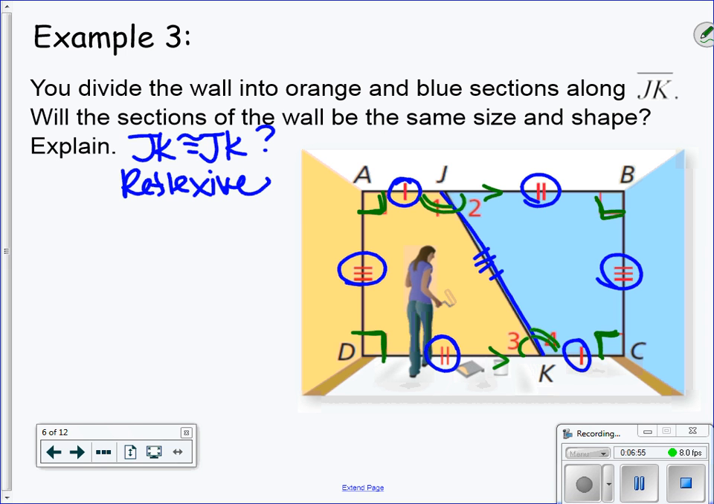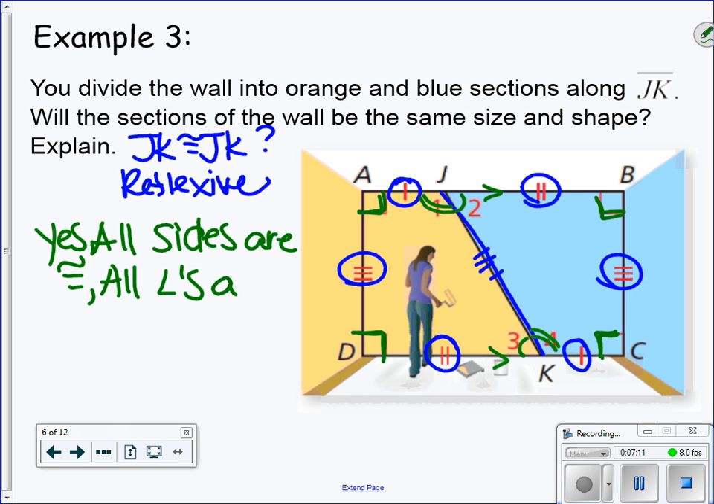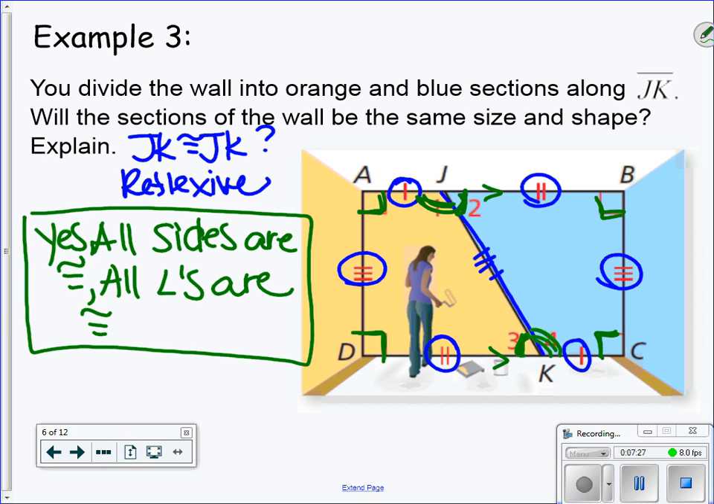It says, will the section of the walls be the same size and shape? And you would say yes. All sides are congruent and all angles are congruent. Once again, we can say that 2 is congruent to 3 by alternate interior and 4 is congruent to 1 by alternate interior angles. So all sides and all angles are congruent, which, yes, makes these wall sections the same.